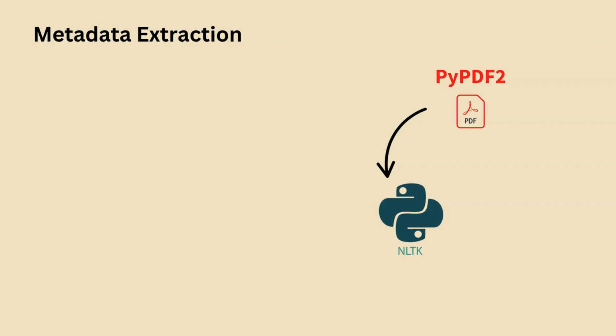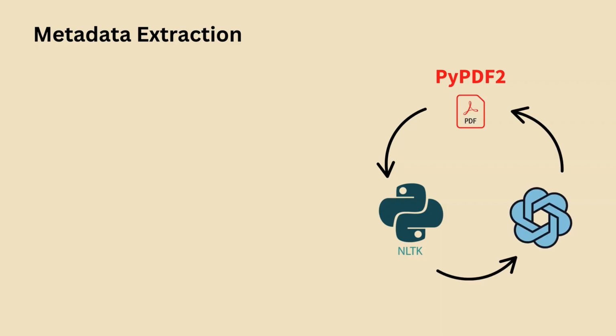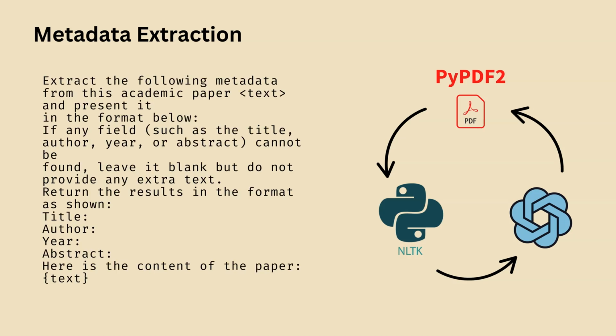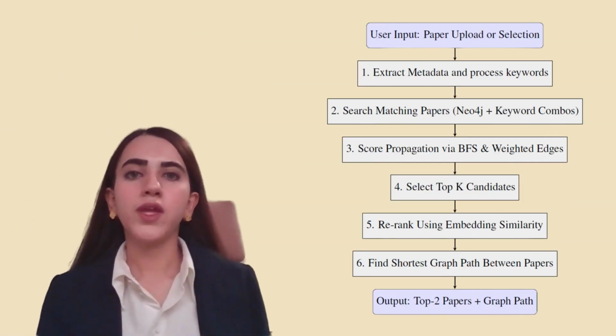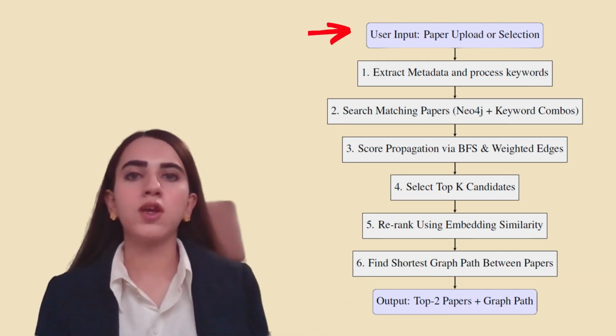For the metadata extraction process, we first take a PDF file and then read it using PyPDF2. The first 3 pages are then processed using NLTK and regex, which is then sent to OpenAI using prompt engineering to get the most optimal prompt with a template so that the fields for the metadata can be extracted and sent to the backend. The final process flow then becomes: the user inputs a paper upload or selects using Explore Papers.